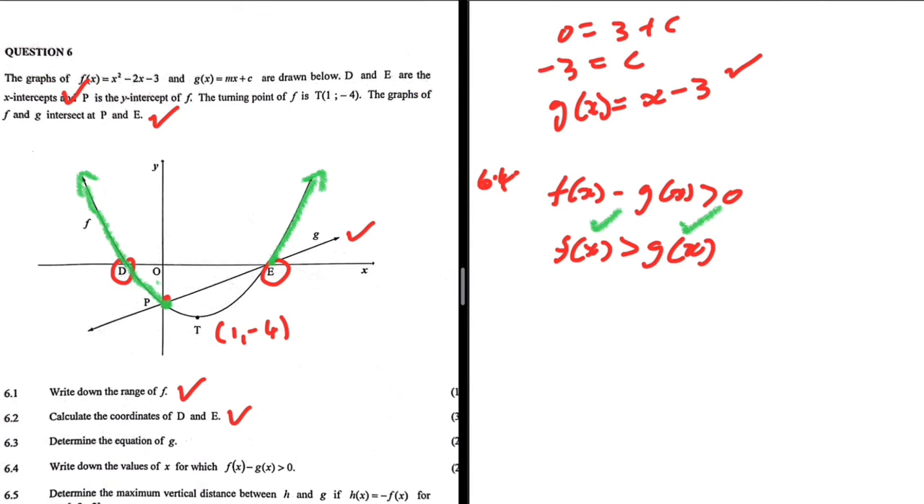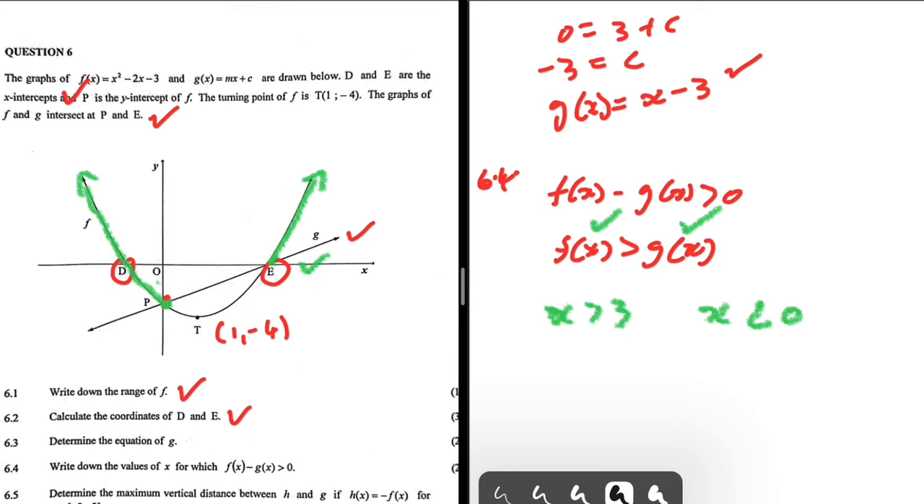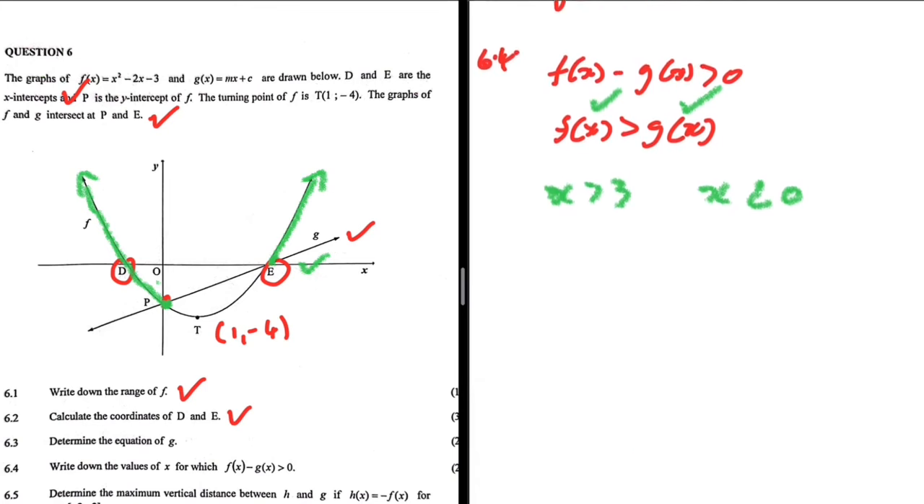So what are those x values? When x is greater than 3, f of x is greater than g of x. That is the x value of e. And then when x is less than 0, not minus, when x is less than 0, then also f of x will be greater than g of x. That is all we need to do for that question, 6.4. Let's move to 6.5.